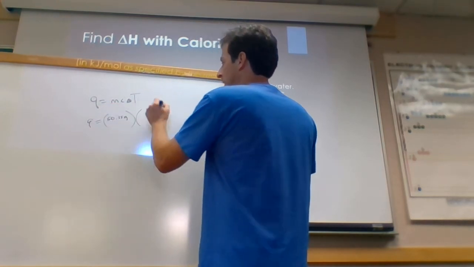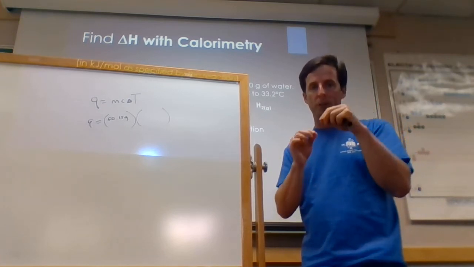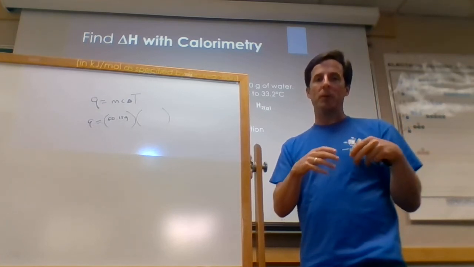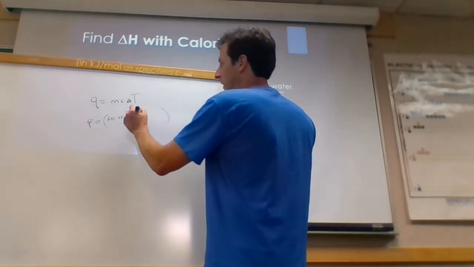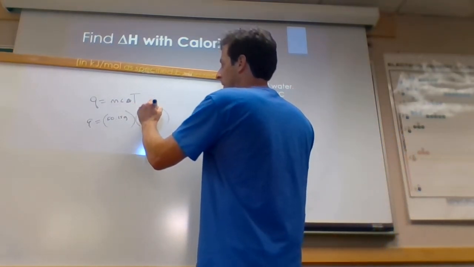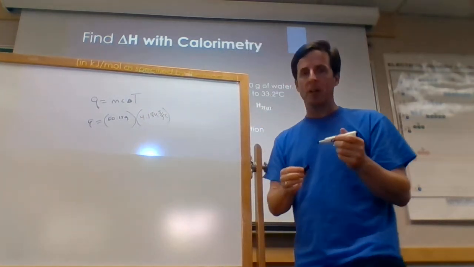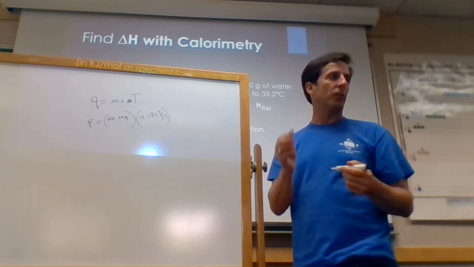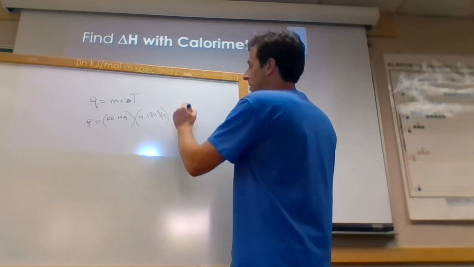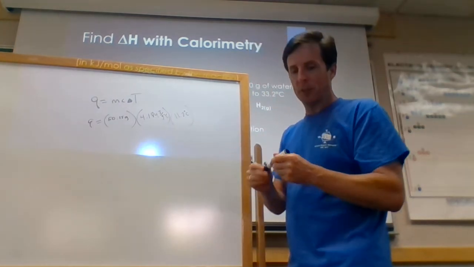The specific heat: it's a solution, but really it's mostly water with a little bit of other stuff in there. So anytime I'm dealing with an aqueous solution, I'm going to use 4.184 as my specific heat, unless they tell me otherwise. Okay, so 4.184 joules per gram degree Celsius. And then delta T tells me the temperature goes from 22 to 33.2. So that's a temperature change of 11.2 degrees Celsius. So that's my MC delta T.